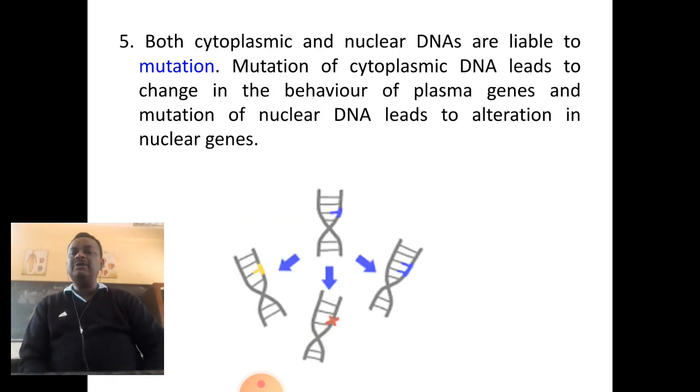Point 5 is both the cytoplasmic and nuclear DNAs undergo the process of mutation. As we know, mutation is a sudden change in the DNA sequence or nucleotide sequence of a gene. So, this sudden change can happen both for the plasma genes as well as nuclear genes, as what you see in the diagram down here.